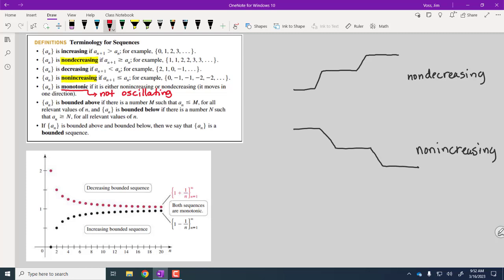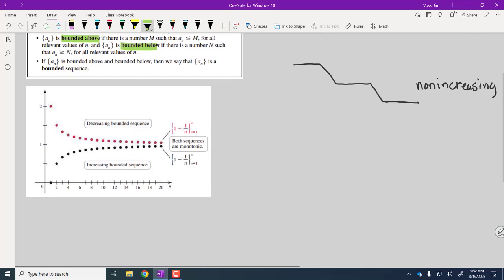And then we've got a couple of bounded options. So a sequence is bounded above if there's a ceiling. If the sequence never goes above a certain y value, then it's bounded above. If it never goes below a certain y value, it's bounded below. So bounded above, there's a ceiling. Bounded below, there's a floor.